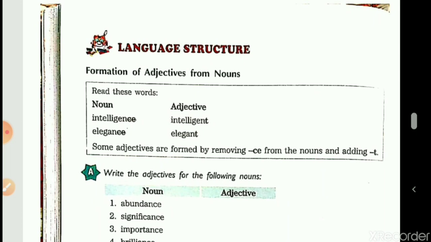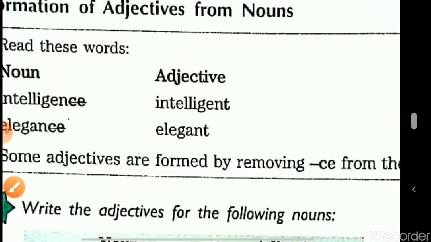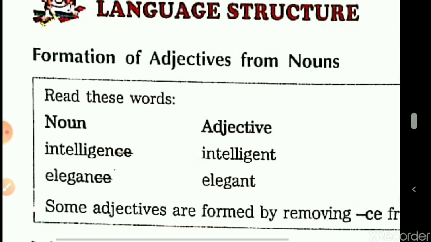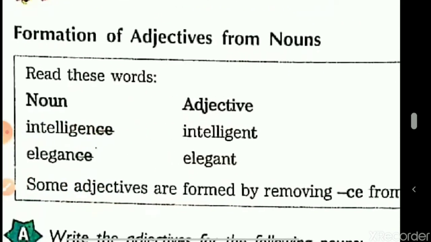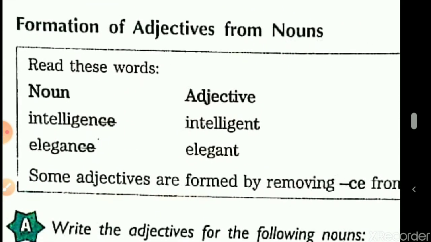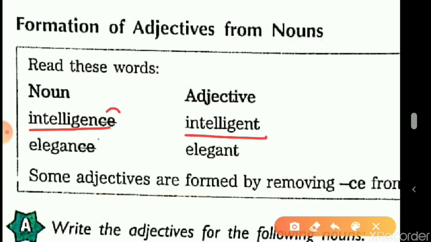Now let's look at the examples given in this. Now read these words. Children, on the left side nouns are given and on the right side adjectives are given. Children, the first noun is intelligence. And how did we make the adjective intelligent from the noun? We have removed the CE from the noun and added T to it.